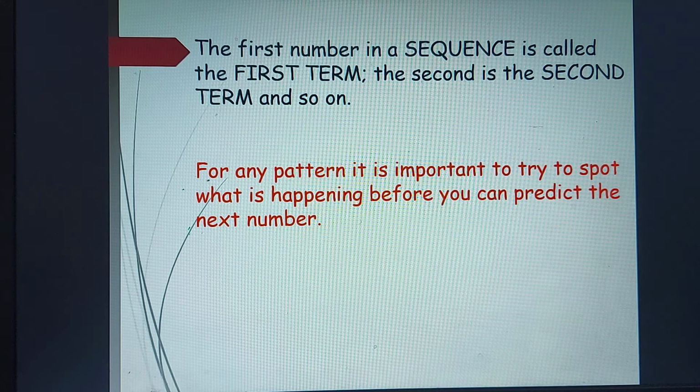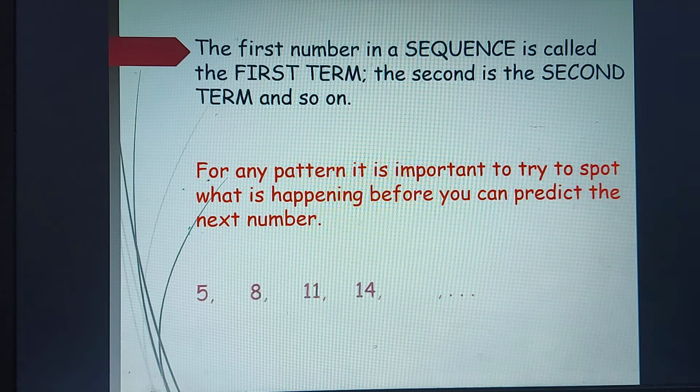So for any pattern, it is important to try to spot what is happening before you can predict the next number. This simply means that you need to look at what is happening from one term to the next. See if that is what is happening for every term before you can predict the next number.